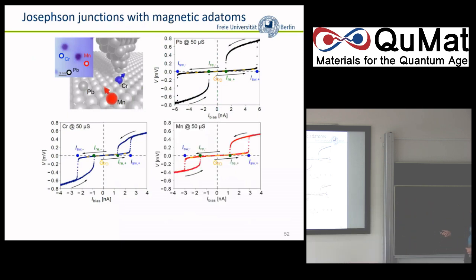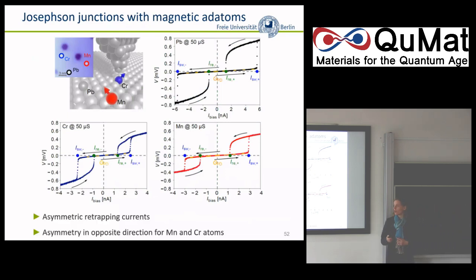If we do it on manganese, you also have switching and retrapping currents, but now the asymmetry is exactly vice versa. So we could also term this asymmetry in the retrapping currents a kind of non-reciprocal, diode behavior in the retrapping currents, and it's opposite for manganese and chromium. Now the question is, where the heck does it come from? And what do these magnetic atoms do? Well, they induce Yu-Shiba-Rusinov states.